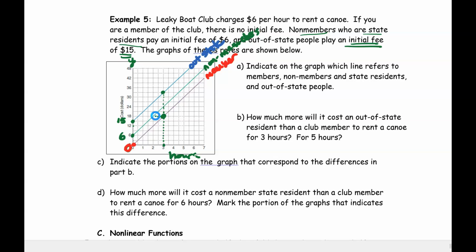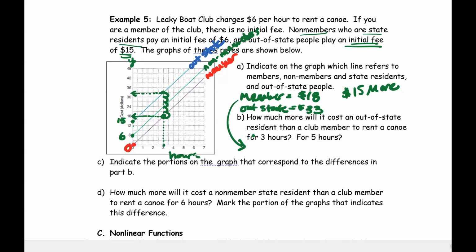So what we can do is go over and read just by looking to the left. So it looks like a member is going to be charged $18, and then an out-of-state person is going to be charged, it looks like between 30 and 36, so $33. And we want to know how much more they are going to pay. So if we just figure out the difference between these two, it looks like $15 more. And the other thing we could do is just look at between these points how many boxes. So 3, 6, 9, 12, 15. So they're $15 apart.